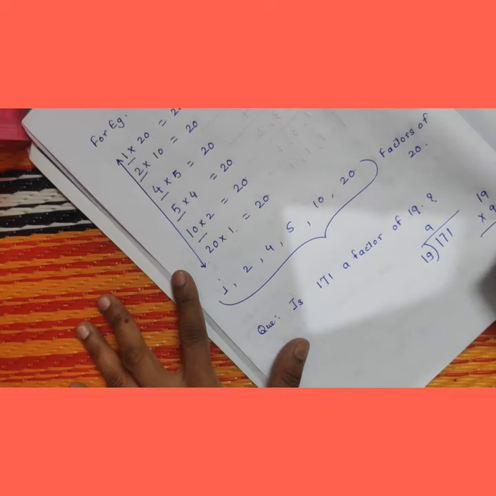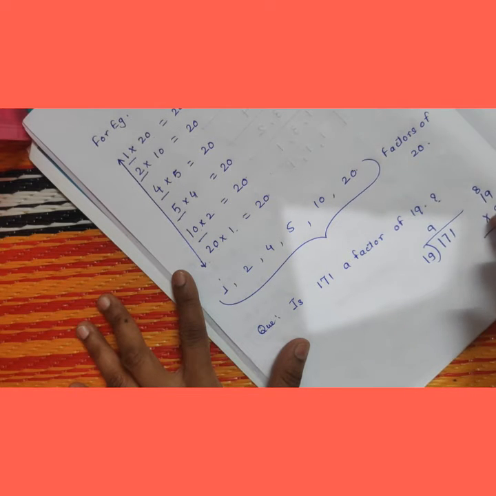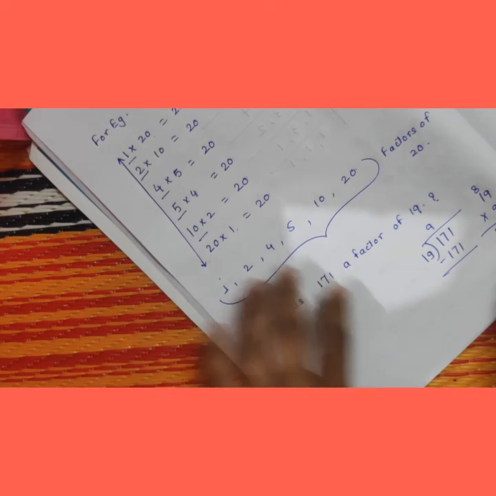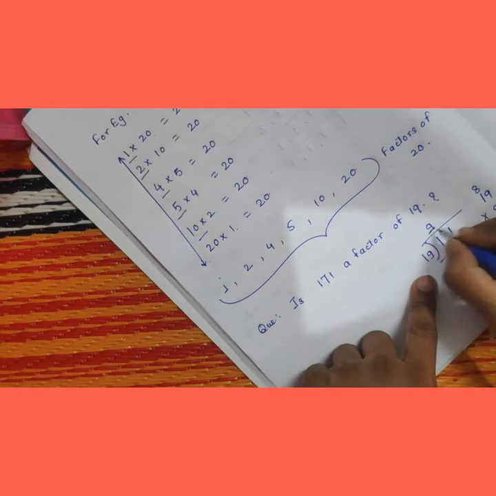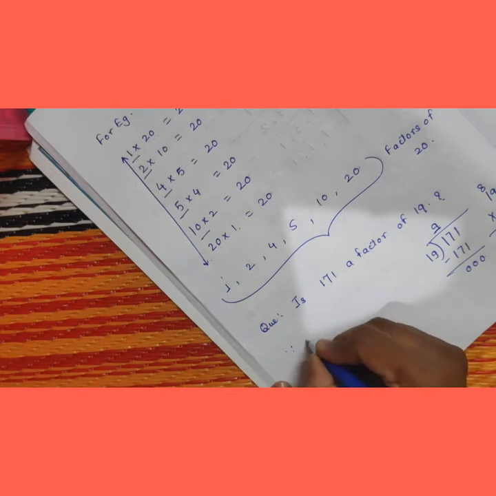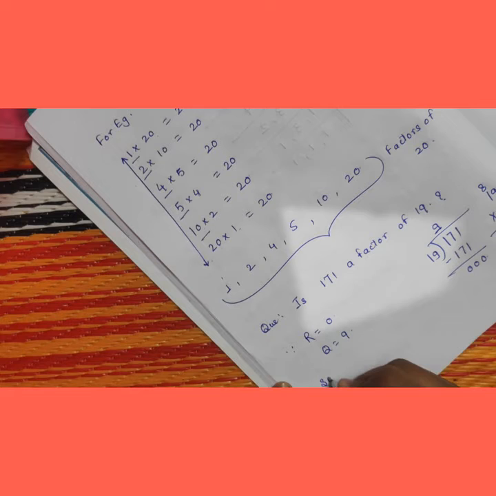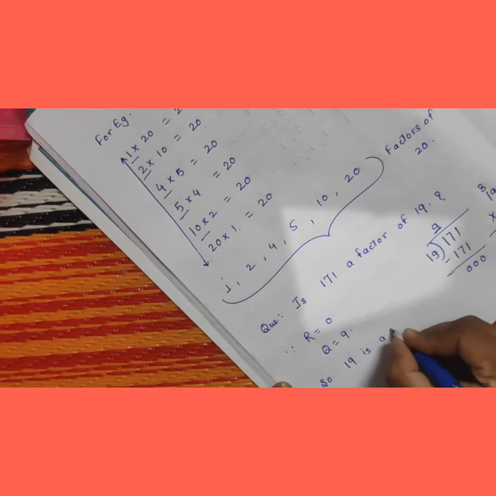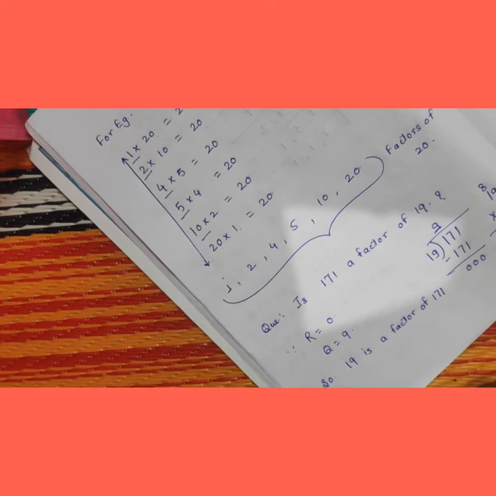Generally 9 nines are 81. We will write 1 here, carry 8. Now 9 ones are 9 plus 8 is 17. So the product is 171, and 171 is completely divisible by 19. The quotient is 9 and the remainder is 0. So since the remainder is 0 and the quotient is 9, 19 is a factor of 171. Okay.